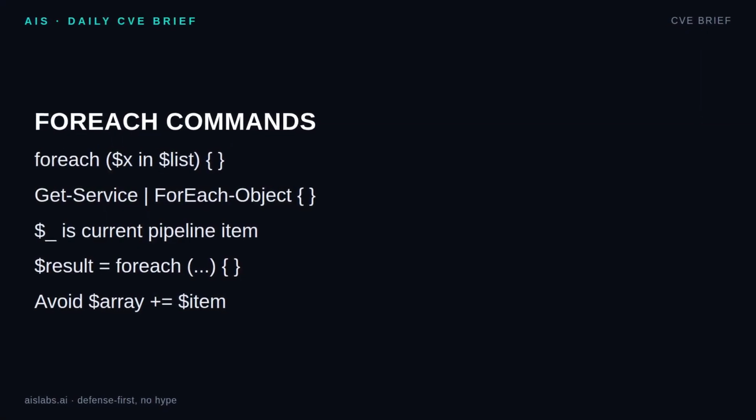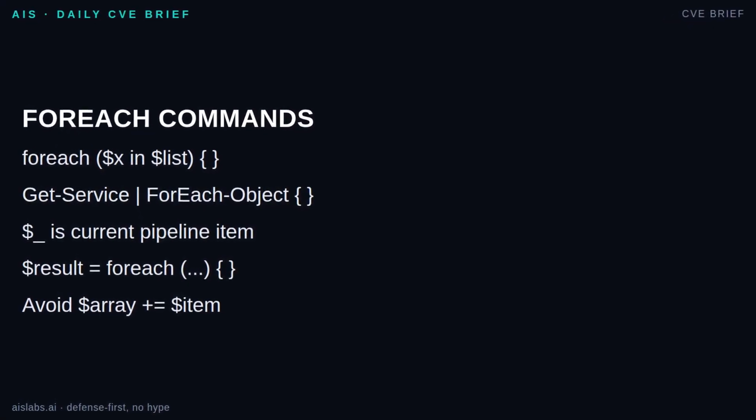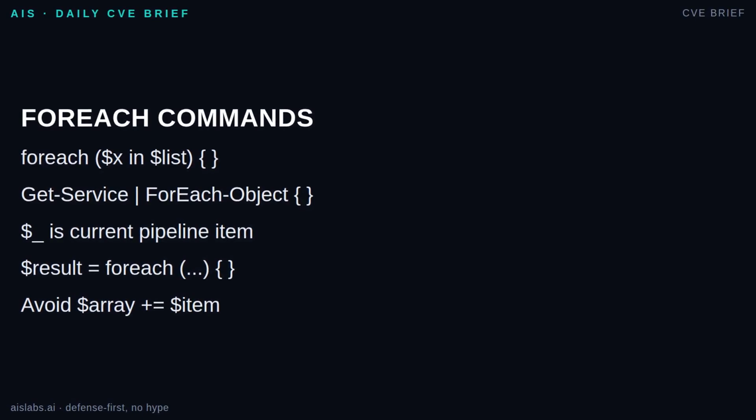Here is the working pattern. First, build or receive a list: server names, file paths, service objects, event records. In a script, write foreach, then a variable name, then in, then the collection. Inside the braces, that variable is the current item. In a pipeline, pipe objects into ForEach-Object and use $_ for the current object. If you want results, assign the entire loop to a variable: $report = foreach ($server in $servers) { output an object }. Do not create an array and append with += inside a big loop. PowerShell copies arrays when you do that, and large loops get painfully slow.